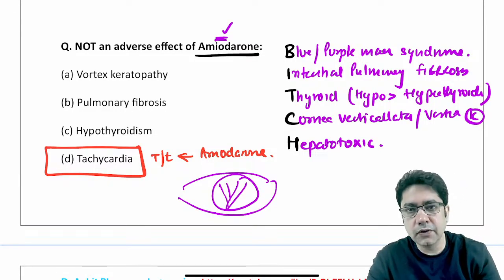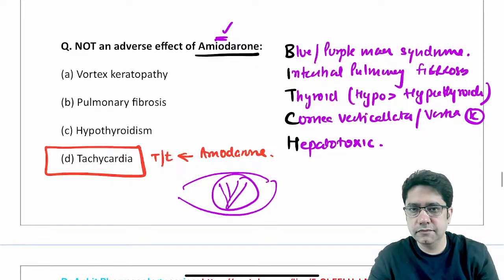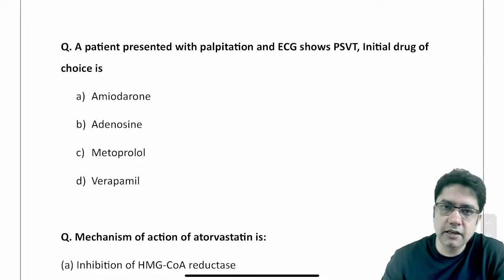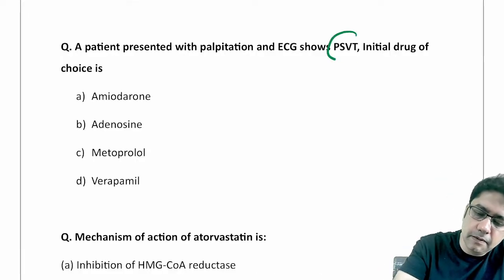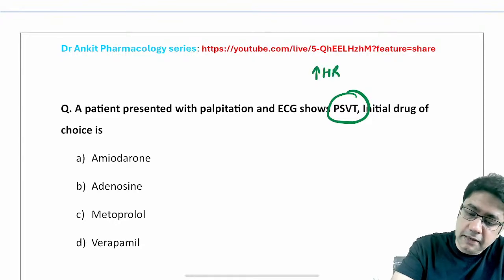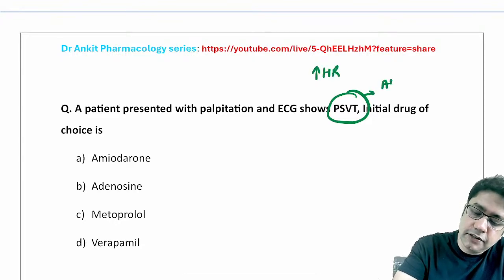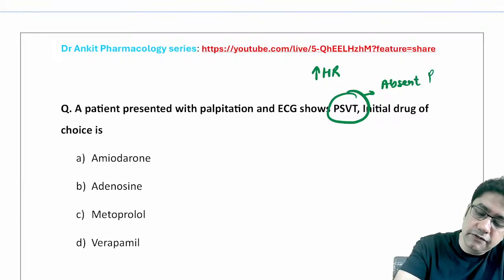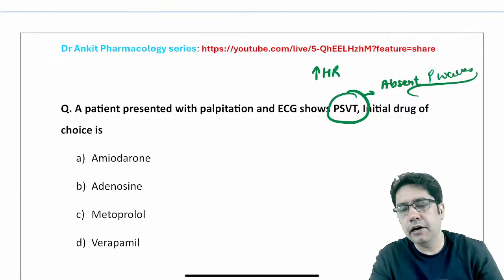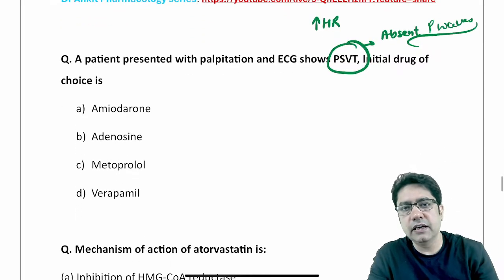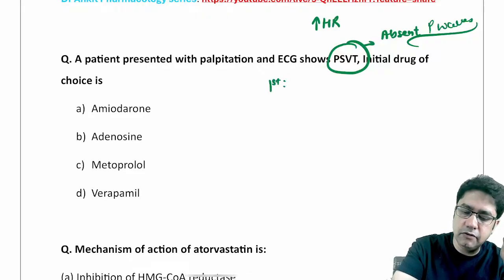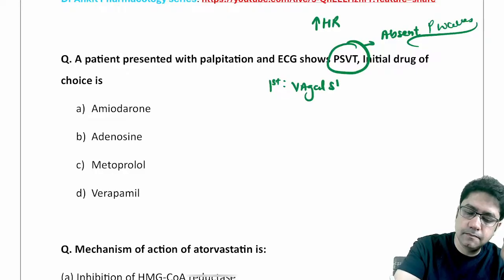Okay. So remember a mnemonic. A patient presented with palpitation and ECG shows PSVT. Remember, in PSVT there will be increased heart rate, and there will be absent P waves. You will not find P waves. QRS complex and T wave will be in normal shape, regular morphology. P waves are absent.